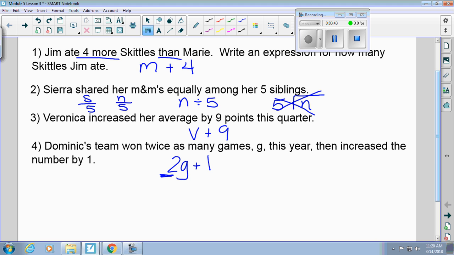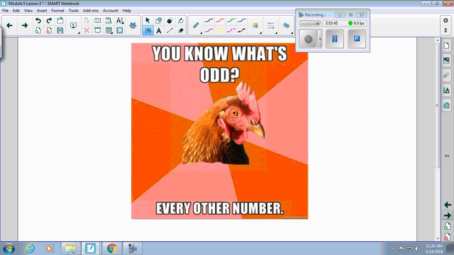All right, we are moving on to our math joke of the day. Here we go. You know what's odd? Every other number. Some of the kids actually get this one. So, 1 is odd, 2 is even. So we've got odd, even, odd, even, odd. So what's odd? You know what's odd? Every other number. Get it?